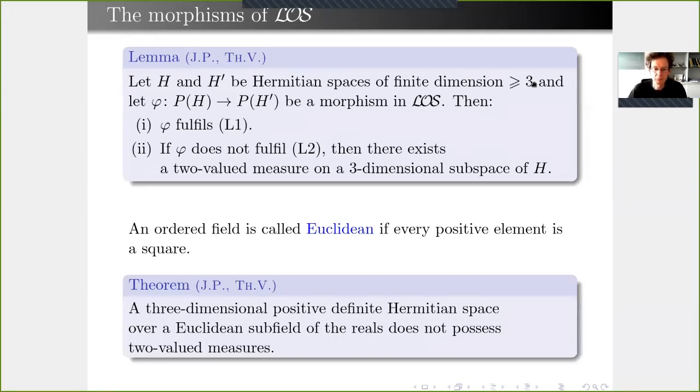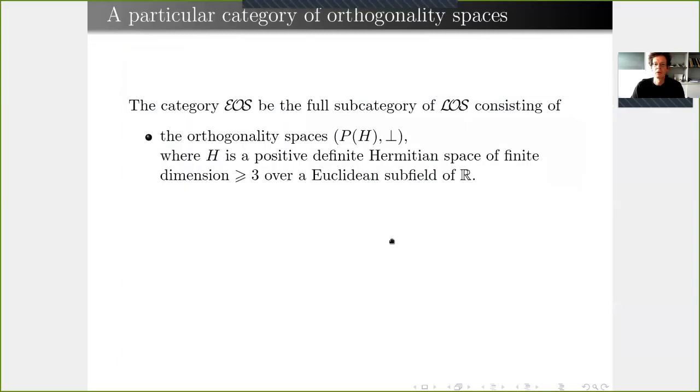And we consider the question, when can we exclude the existence of two-valued measures in a three-dimensional Hermitian space? And we tried to adapt the proof of the Gleason theorem to this end, and succeeded to do so under additional conditions, namely, if we deal with an ordered field that is Euclidean, meaning that every positive element has a square root, and if this Euclidean field is embedded into the reals, then we can exclude the existence of two-valued measures. And this means that we get as follows to our final result.